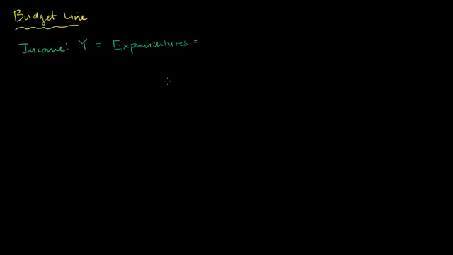So what are going to be your expenditures, assuming you spend it all on chocolate and fruit? Well, the amount that you spend on chocolate will be the price of chocolate times the quantity of chocolate you buy, which is the number of bars. And then the amount you spend on fruit will be the price of fruit per pound times the quantity of fruit.